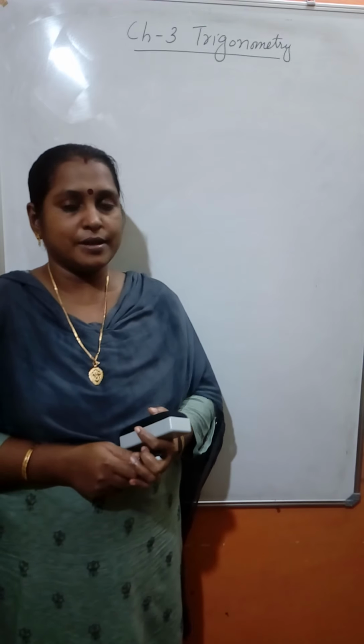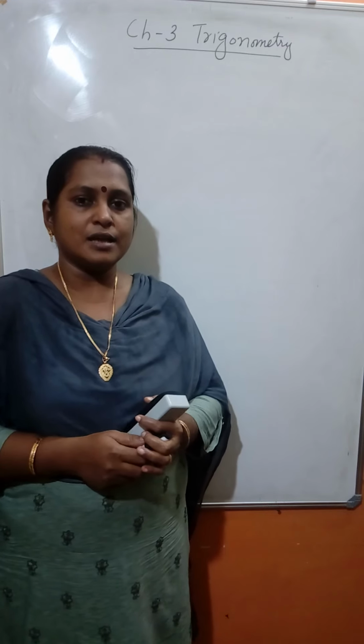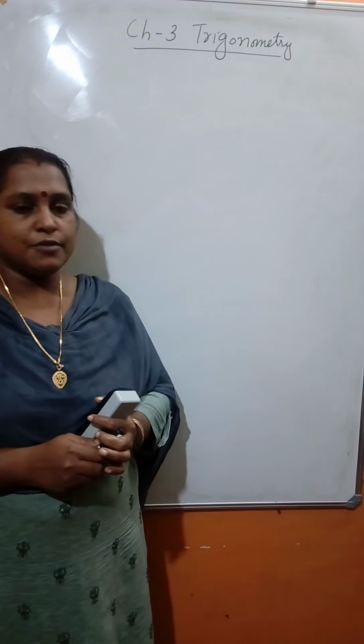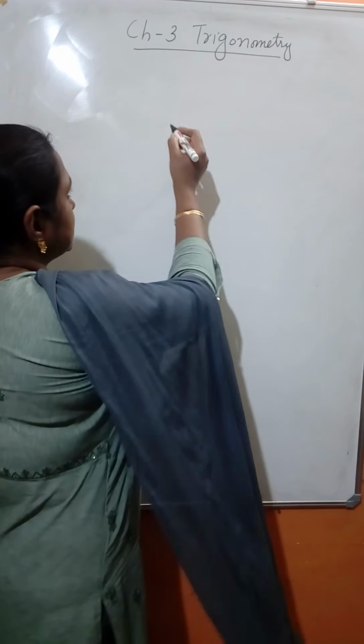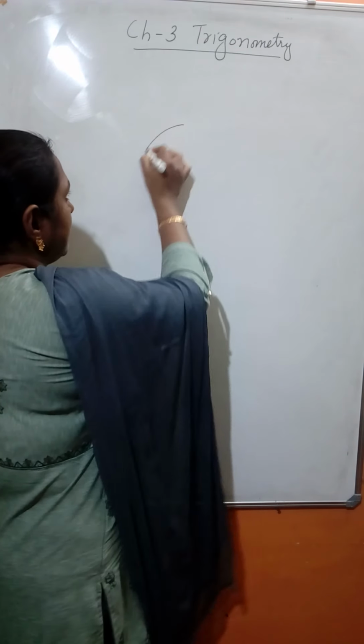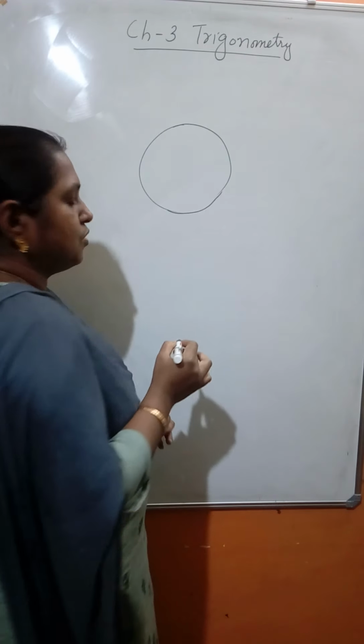Today we are going to deal with the most important chapter of class 11th mathematics, that is trigonometry. The trigonometry chapter we have already dealt in class 10 also. Here the first concept is degree measure, which we have learned. What is meant by degree measure? Consider a unit circle. Unit circle means a circle with radius equal to 1.